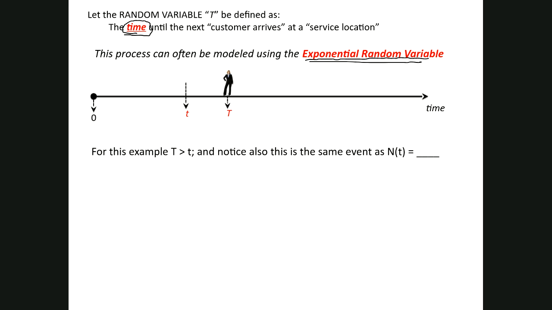You'll remember, for the case of the Poisson random variable, we're interested in the number of customers that arrive by time t. In this case, we're actually interested in the time that the next customer arrives, which is the random variable, and how that random variable, the realization, relates to this time window that we've specified of length t.